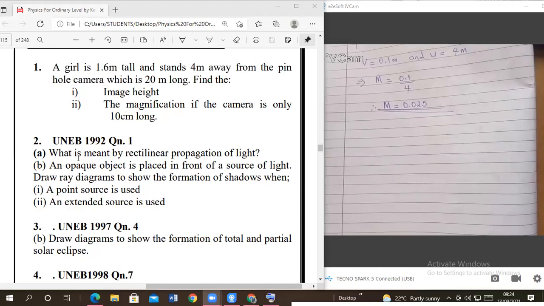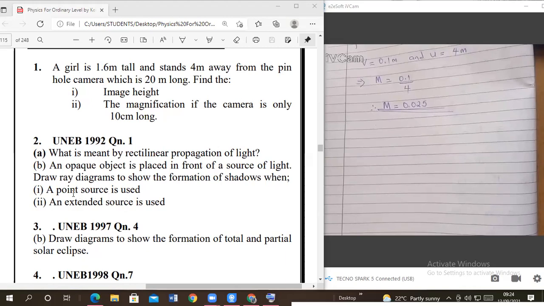The questionnaire is asking, what is meant by rectilinear propagation of light? That one we can answer. It says an opaque object is placed in front of a source of light. Draw ray diagrams to show the formation of shadows from a point source of light. When light is from a point source, it produces only umbra.